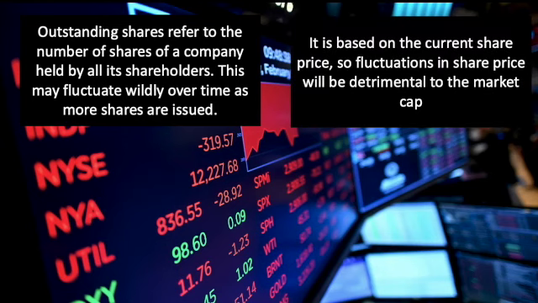It's based on the current share price, so fluctuations in the share price will be detrimental to the market cap. So in some of the other videos that I've done in terms of share price going up or share price going down, clearly that will have a direct impact on the market cap. If the share price goes up, then obviously the market cap will highlight that. If the share price is going down, then obviously the market cap will go down, which will be suggestive that the value of the company is falling. But you do have to remember the share price does fluctuate massively, and therefore so does the market cap.